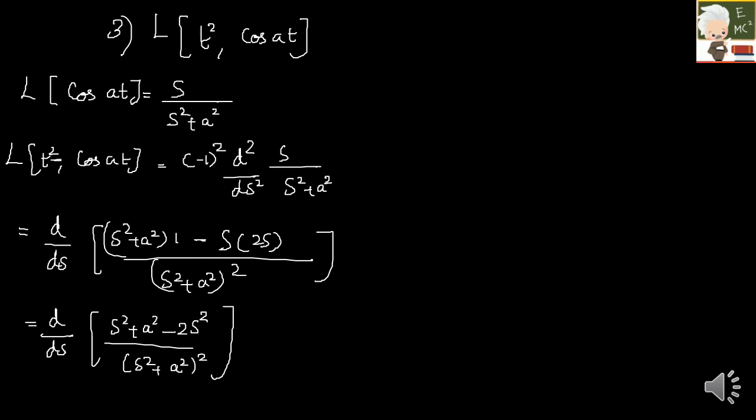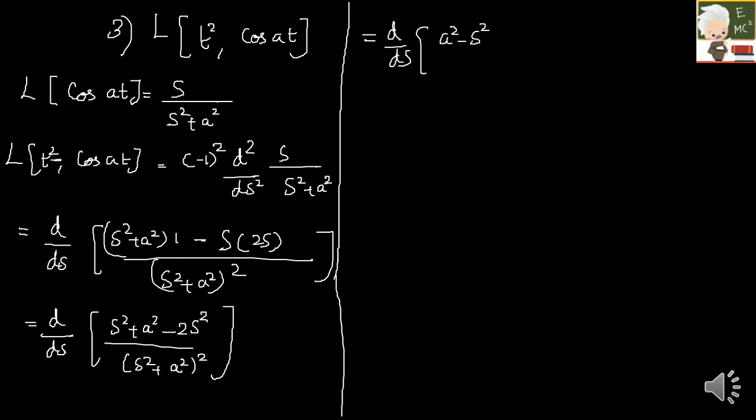It's your way of doing differentiation. You can simplify it if you are comfortable. So next is d by ds of, I'm writing the numerator as a square minus s square, so this is a square minus s square by s square plus a square the whole square. If you want to give it a try, just pause the video and check after some time what answer you are getting. Now I have to differentiate this.